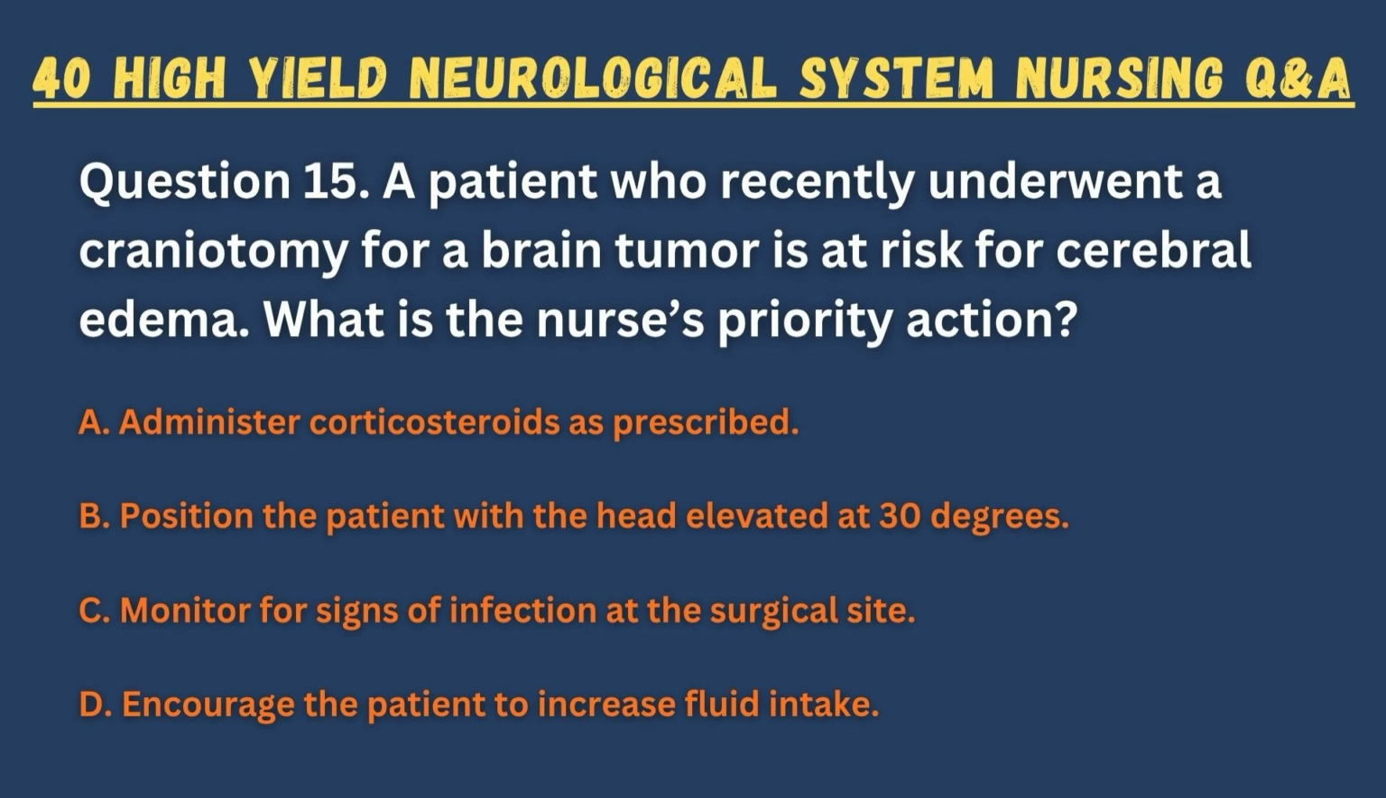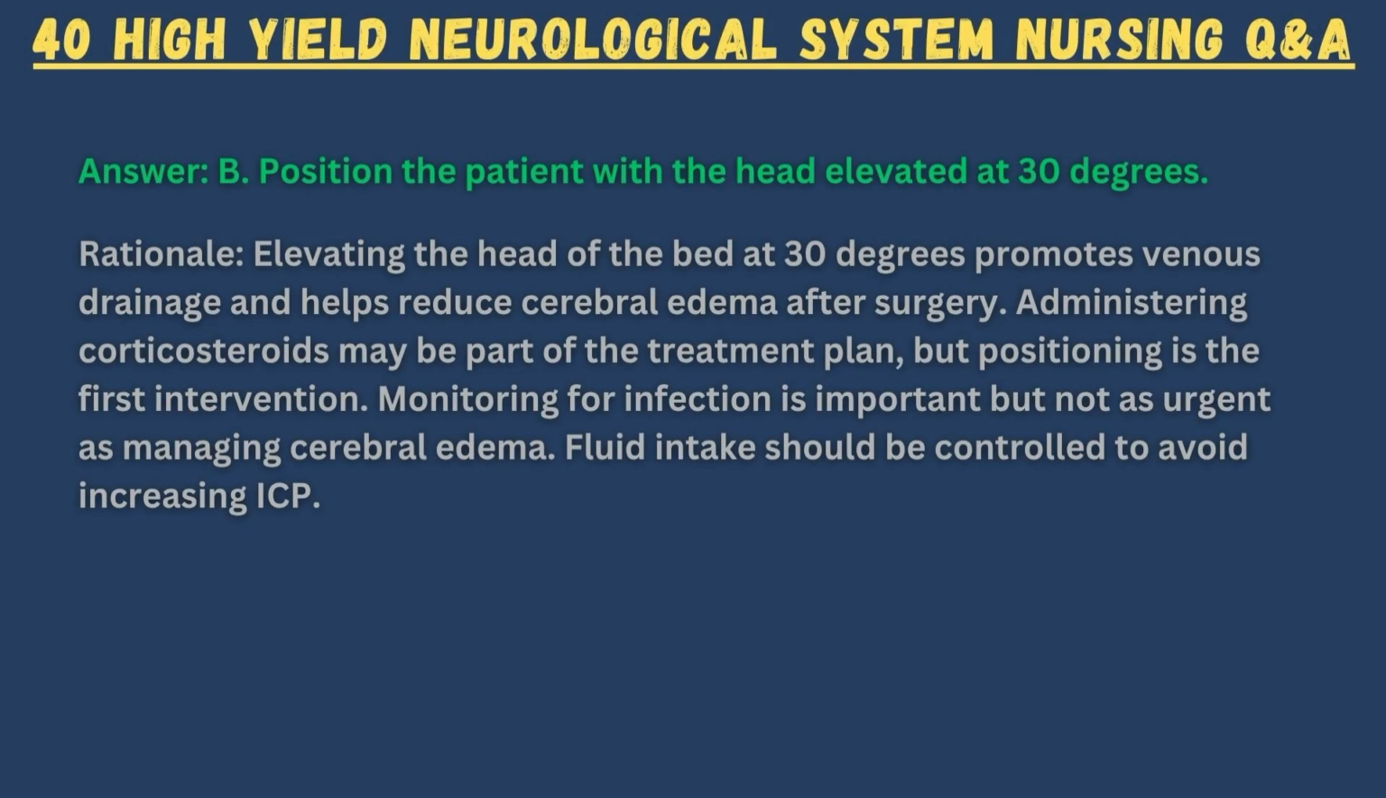Question 15. A patient who recently underwent a craniotomy for a brain tumor is at risk for cerebral edema. What is the nurse's priority action? A. Administer corticosteroids as prescribed. B. Position the patient with the head elevated at 30 degrees. C. Monitor for signs of infection at the surgical site. D. Encourage the patient to increase fluid intake. Answer: B. Position the patient with the head elevated at 30 degrees.